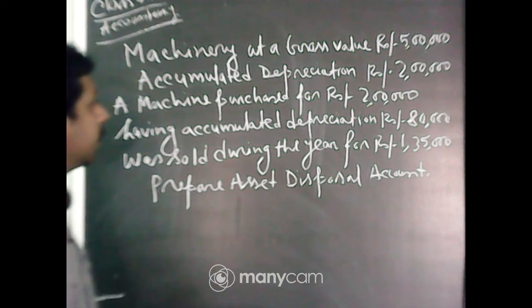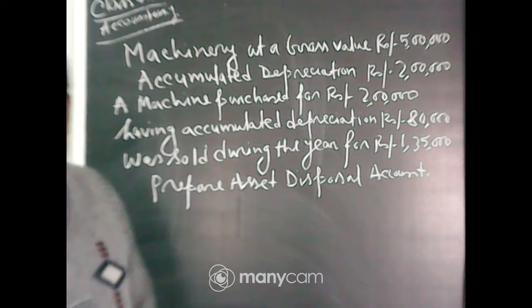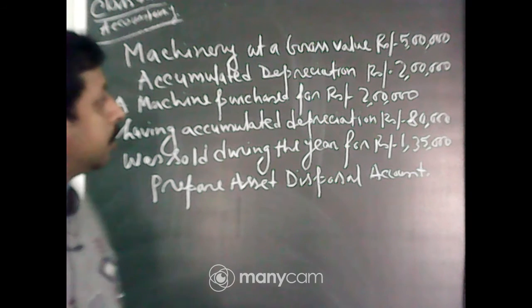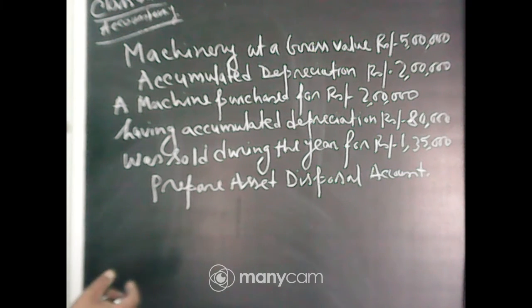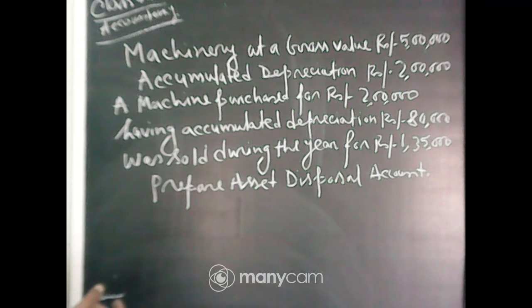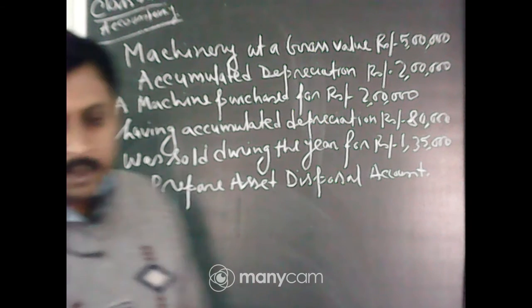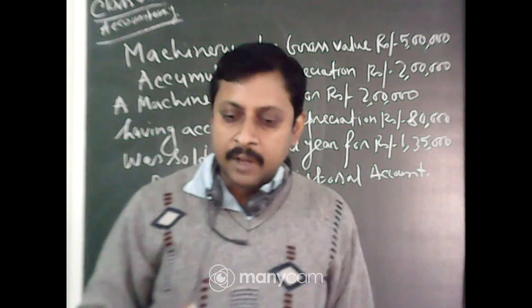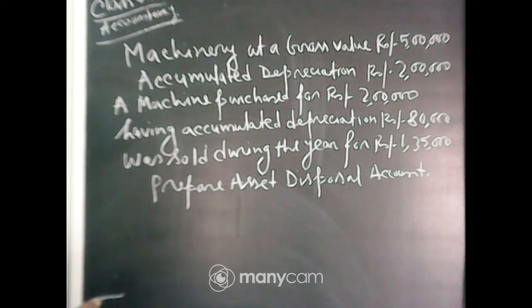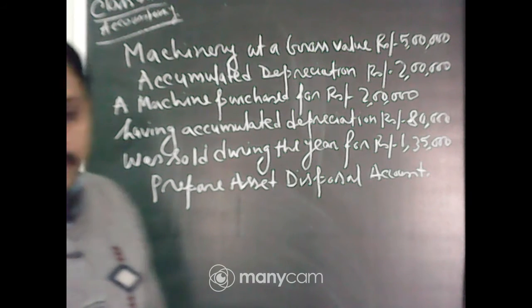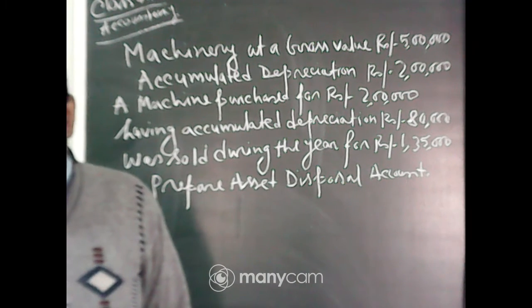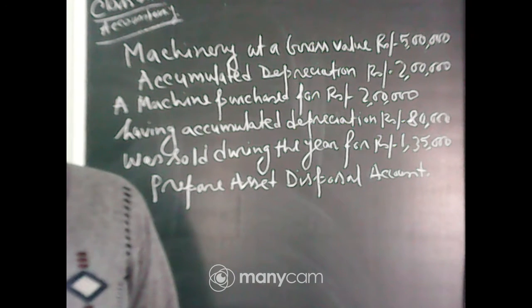So what machine we are selling and what is the profit or loss against that particular machine, it is very convenient for the company to know if we make the asset disposal account. That's why we make the asset disposal account. It is basically used when selling. What is the purpose? For the selling of the assets.